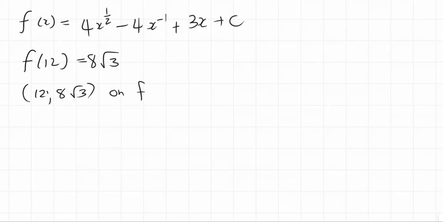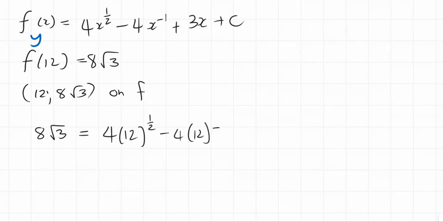Okay, so here we have 8 square root 3. The f of x part is the y. It depicts the y of the equation. 8 square root 3 equals 4, we want the x's to be 12s, minus 4, 12, minus 1, plus 3, 12, plus C. Okay, my counting skills today are not good. I'm going to use the calculator for this. So take it all to the other side.